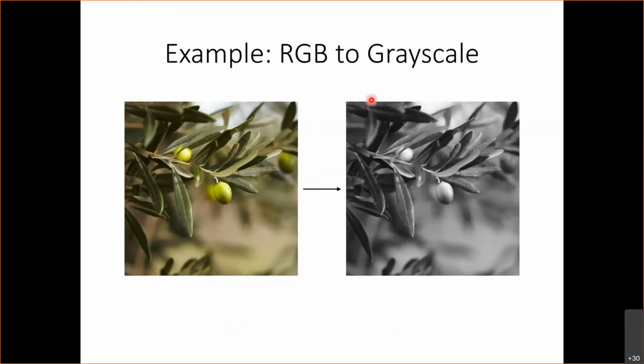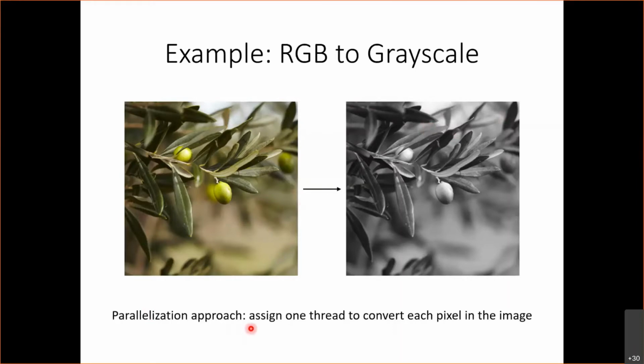So if we want to process this in parallel, what is an obvious way of using data parallelism? What do you suggest? How do you suggest we can parallelize this? Give each thread a pixel. Right, exactly. So we can give each thread a pixel. The straightforward parallelization approach is to assign one thread to convert each pixel in the image.